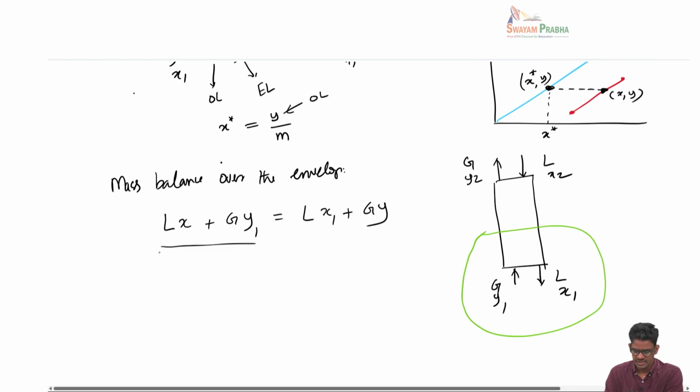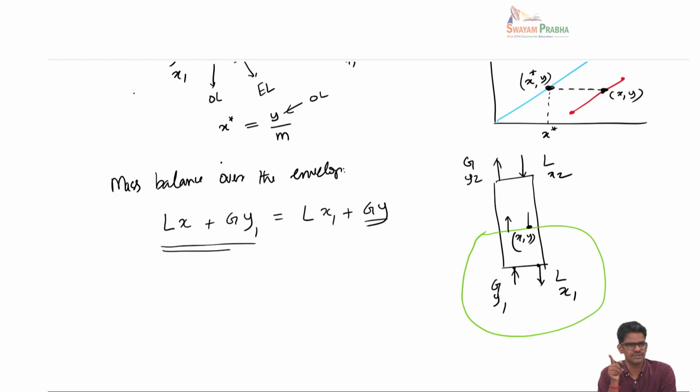So if you see what is coming in, L times x moles are coming in from the liquid side. From the gas side, G times Y1 is coming in, and what is leaving is L times x1 and then G times Y, where x and y are the composition at this particular point, whereas x1 and y1 are the composition at the inlet conditions.